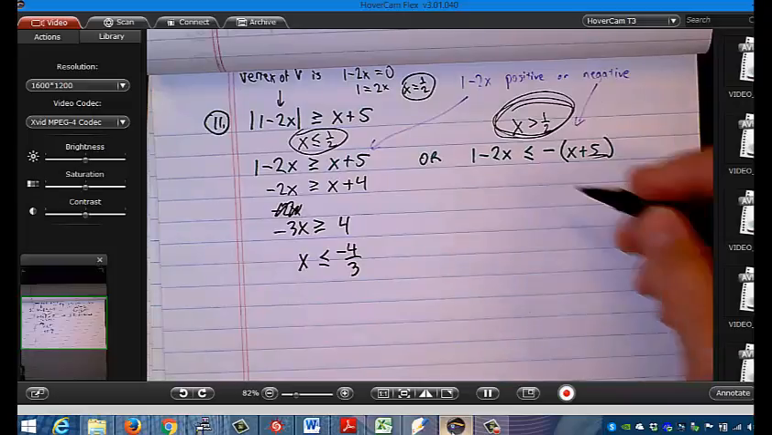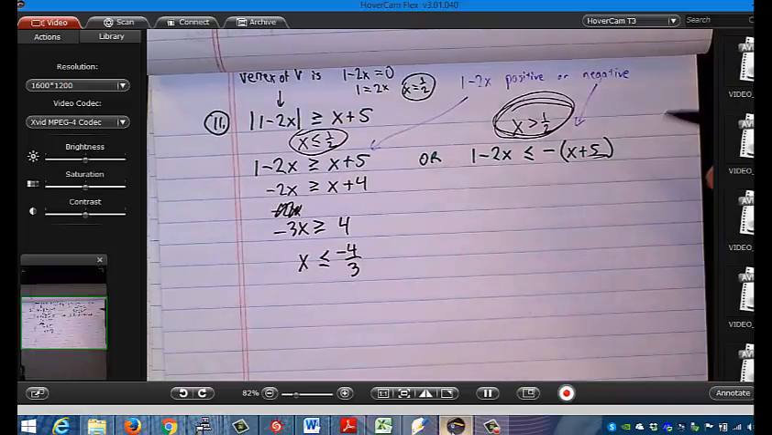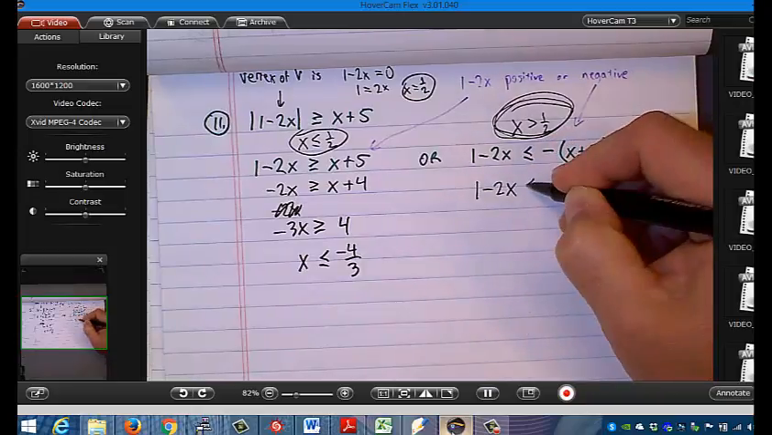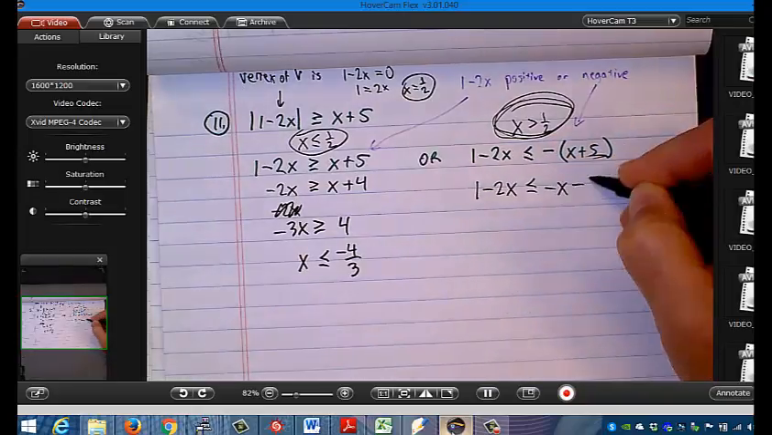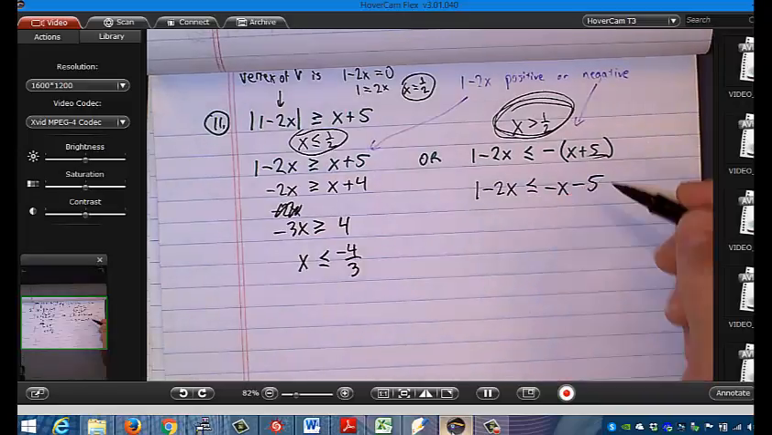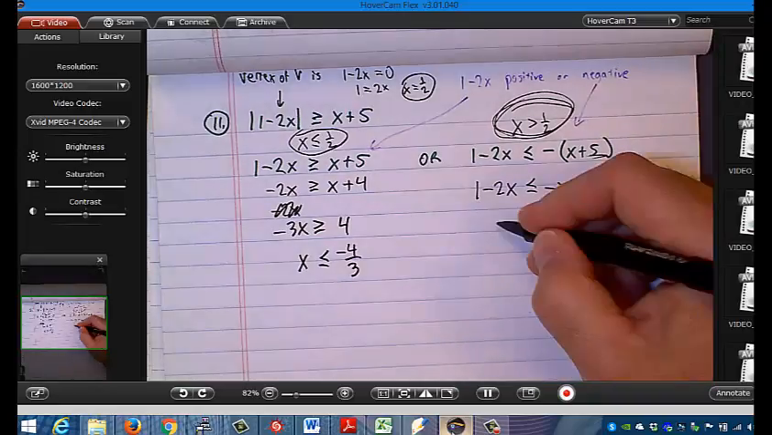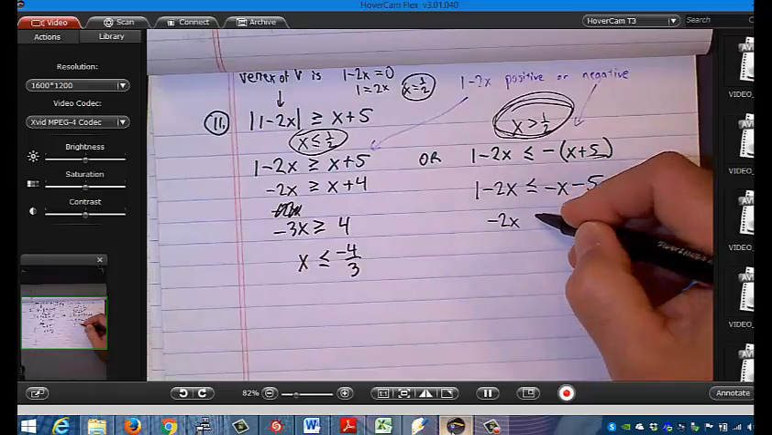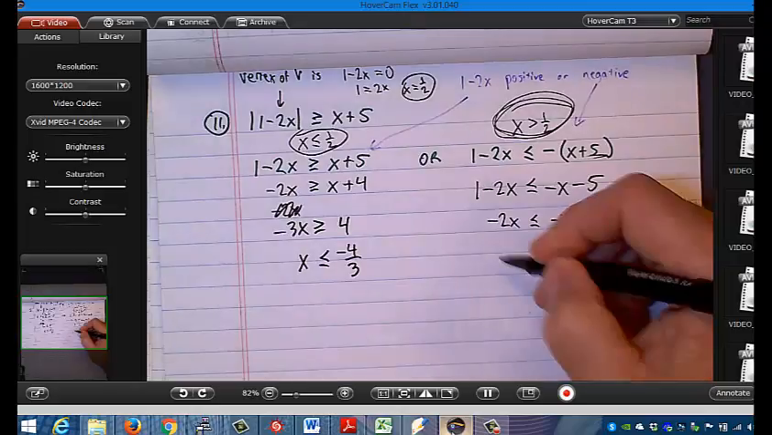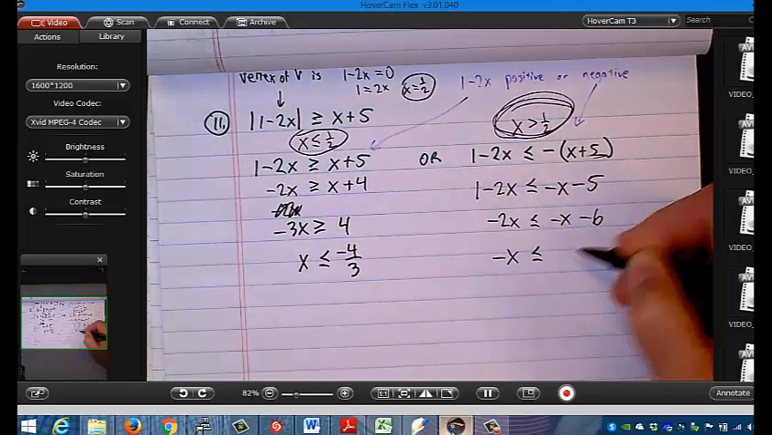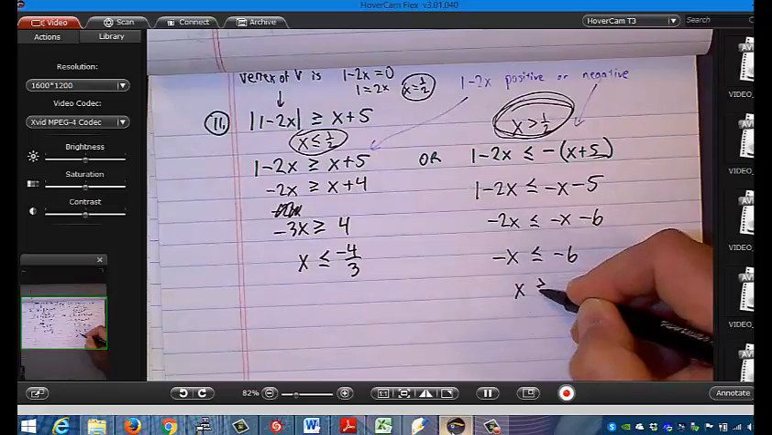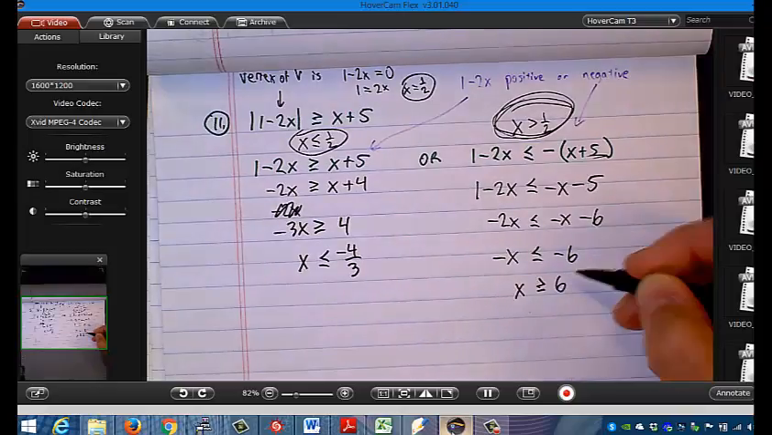Okay, and then working through here, let's see. 1 minus 2x is less than or equal to negative x minus 5. And let's see, I'll bring the 1 over. Negative 2x is less than or equal to negative x minus 6. I'll bring the x over. Minus x is less than or equal to negative 6. So I'm going to get x is greater than or equal to 6.